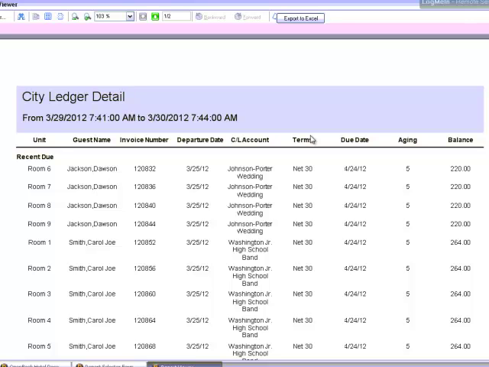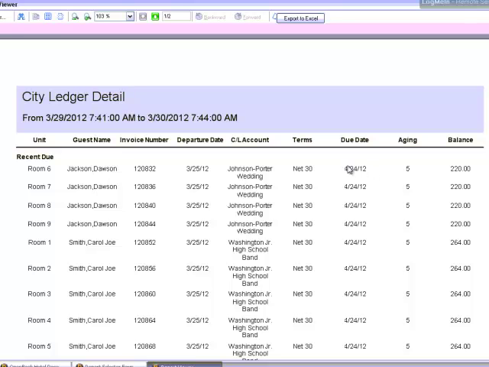Terms determine the due date for each reservation. For example, if I had a direct billed reservation departing on October 1st, the terms are preset to net 30. The due date will be 30 days after the departure date, or October 31st. In this case, my departure date was March 25th with a due date of 30 days after, so my due date is April 24th.